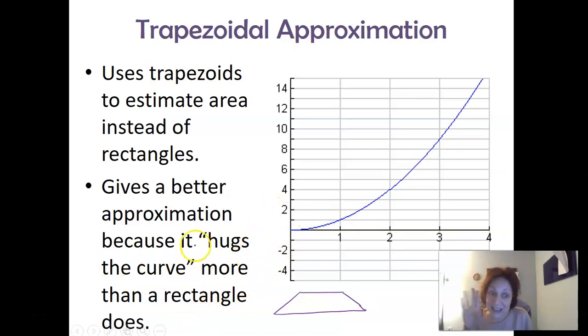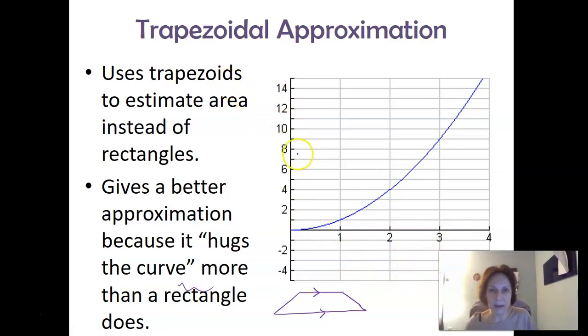So the definition of a trapezoid is that it has four sides. One pair of the sides is parallel. So in this case, that's this side and this side. And one set of sides is not parallel. So look, we're used to seeing a trapezoid like that.